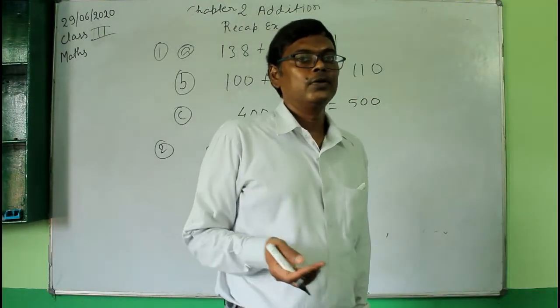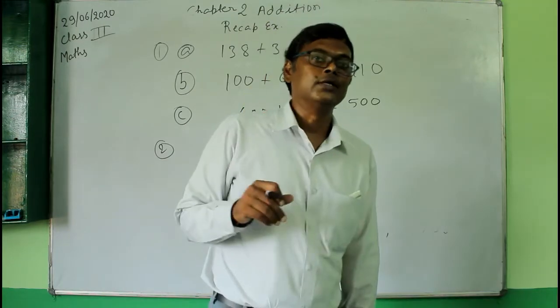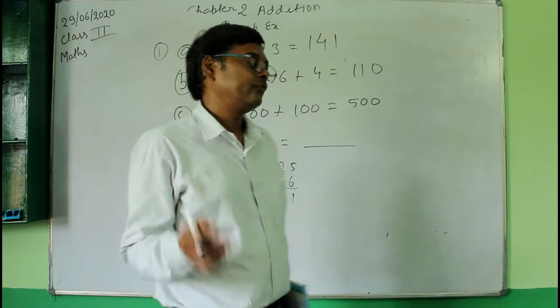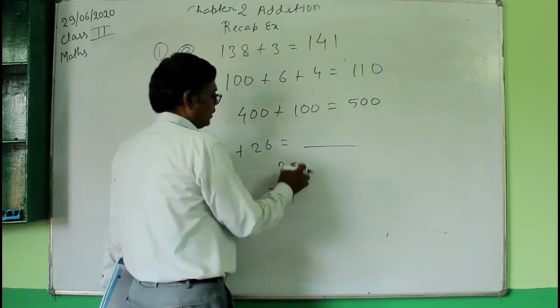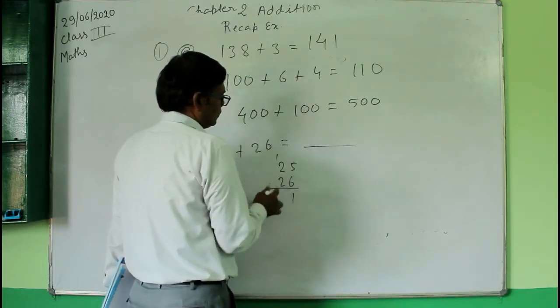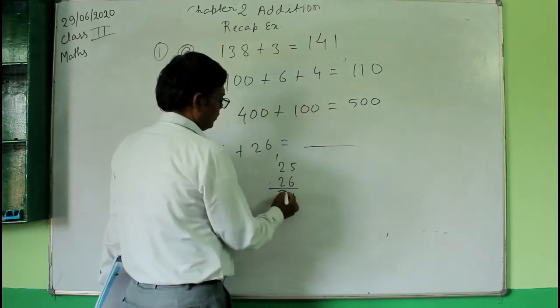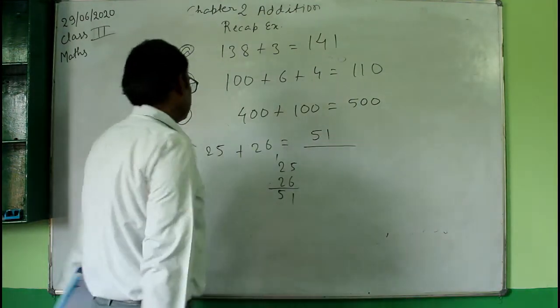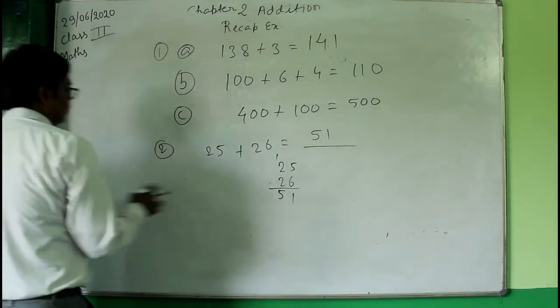You can count on the fingers because I think you use the fingers. Okay, so use your fingers or draw some lines in the rough and then count. So 6 plus 5 is 11, then carry 1, then 2 plus 2 is 4 plus 1 is 5. So the missing number here is 51. Okay, so in this way we can find the missing number.